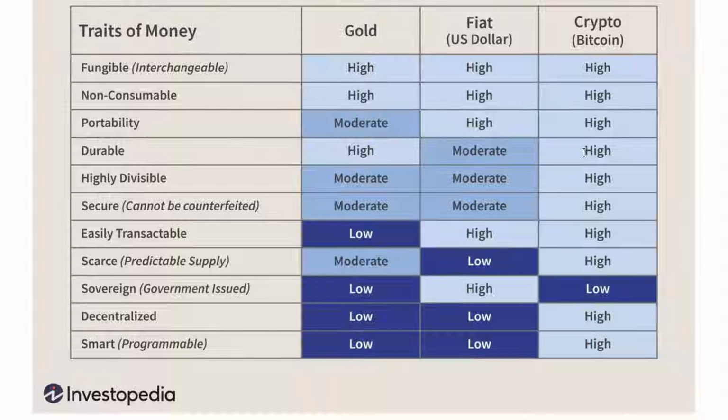Durability as well. We can see Bitcoin isn't a physical thing. It's not something that we can burn or necessarily physically lose. It's software. It's strings of numbers and letters. This can't be broken. It's backed by mathematics and physics. And again, it's highly divisible.